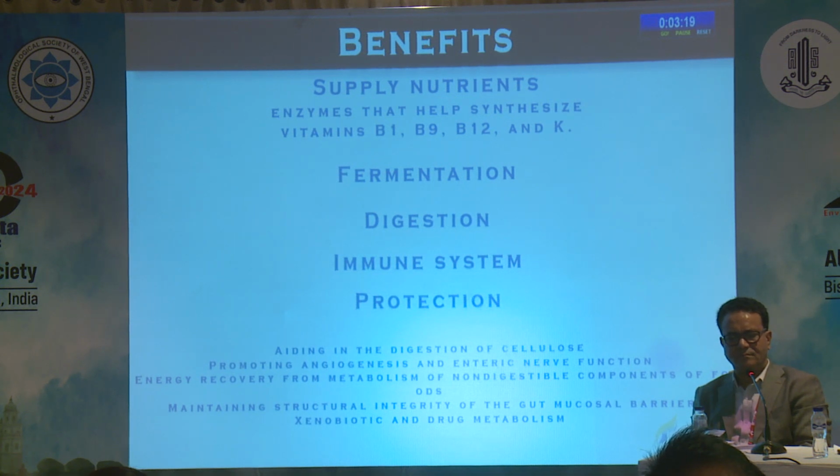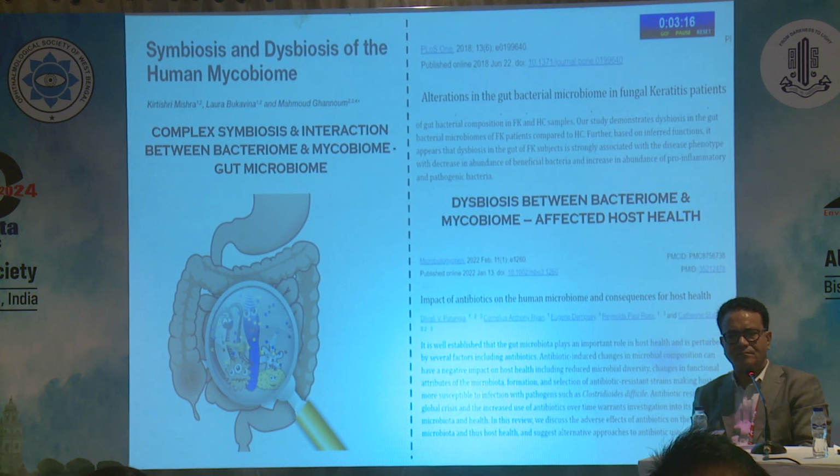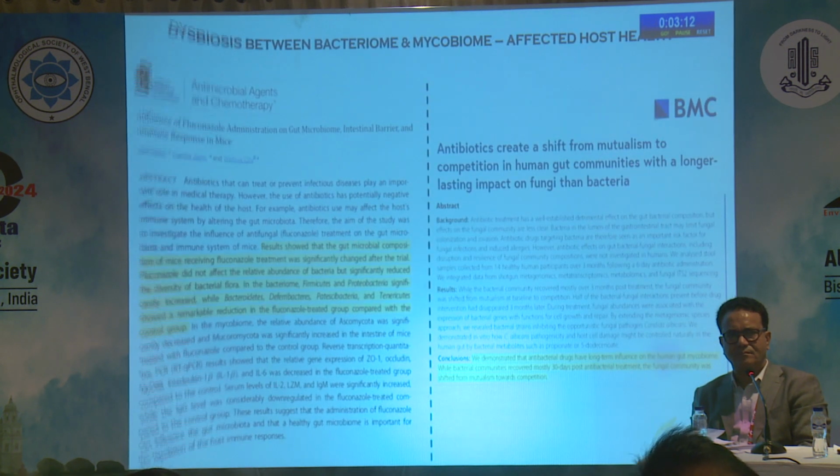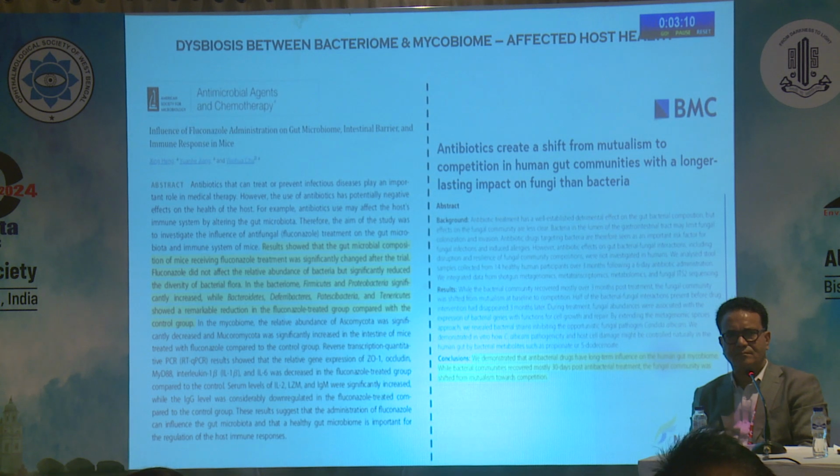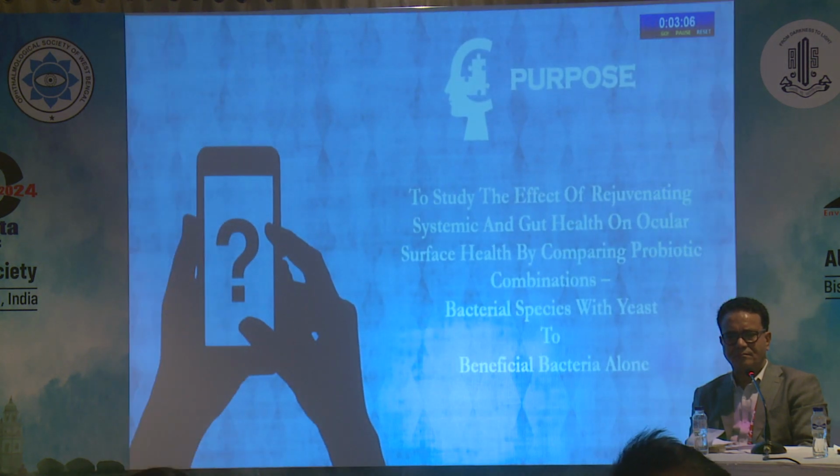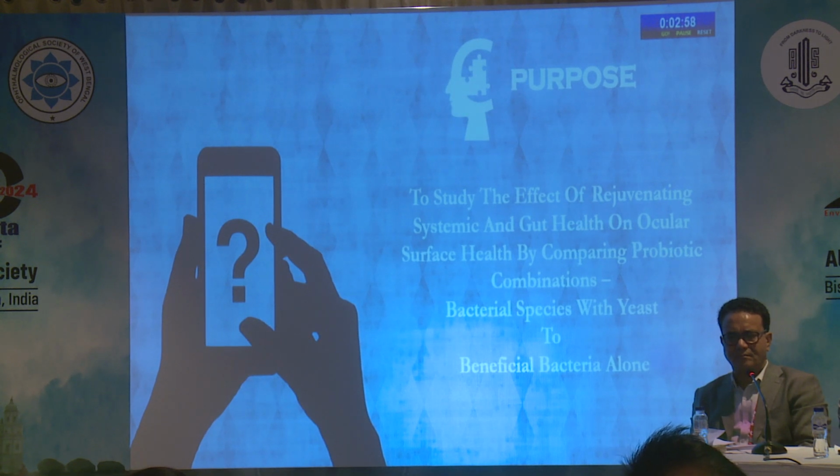But when there's a break in balance by consuming antibiotics, antifungals, and so forth, it leads to a lot of side effects, you're prone to infection, the immunity is down, and so on. Now, in the community, there's an increased consumption of probiotics, and the research question is, what happens to the ocular surface when you consume probiotics alone as compared to combining probiotics and probiotic fungus?